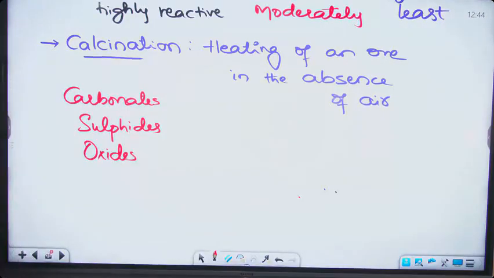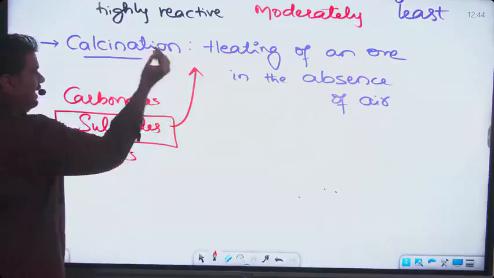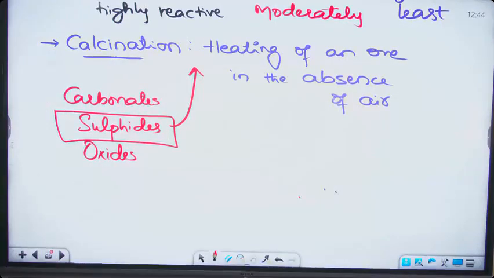మరి calcination process దేని కొరకు యూజ్ చేస్తాము అంటే, sulfide ores are used for calcination. Sulfide ores are subjected to calcination process. సో క్యాల్సినేషన్ ప్రాసెస్లో మనం ఉపయోగించే ఓర్ ఏది అంటే కేవలము సల్ఫైడ్ మాత్రమే. ఓన్లీ ద సల్ఫైడ్ ఓర్స్ ఆర్ సబ్జెక్టెడ్ టు క్యాల్సినేషన్.